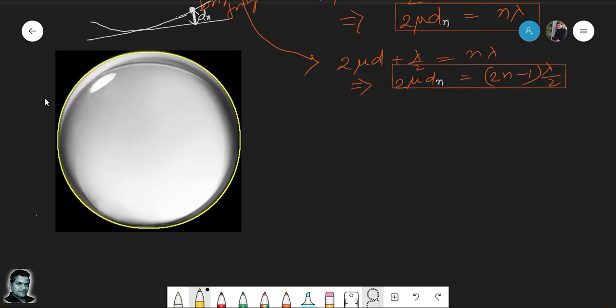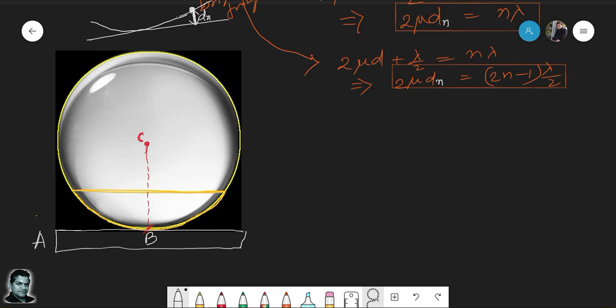So let's say our planar convex lens is this. This is the part we took out of the glass sphere and formed our planar convex lens. And this is the center. And let's say our glass plate is here, the glass plate is A, B, C. And at some point here, the point where rays 2 and 3 are interfering, this distance is our dn or d.